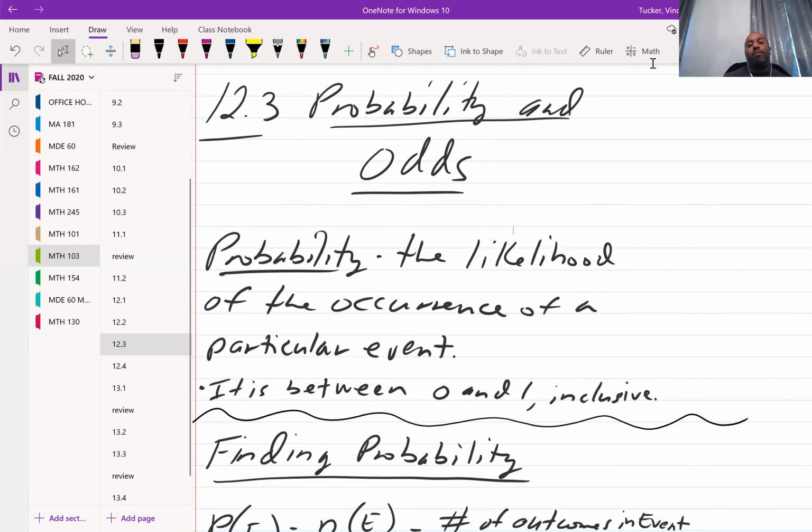So, probability and odds. Probability is the likelihood of the occurrence of a particular event. Your probability is always between 0 and 1, inclusive, of course. That means it's possible to have a 0 probability. It's possible to have a 100% chance of something happening. But normally it's between 0 and 1.